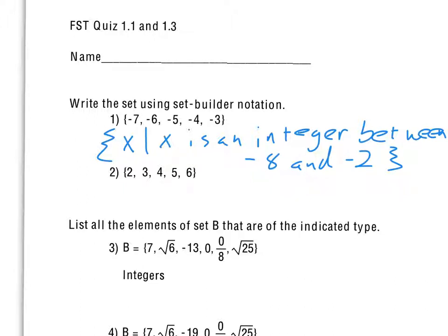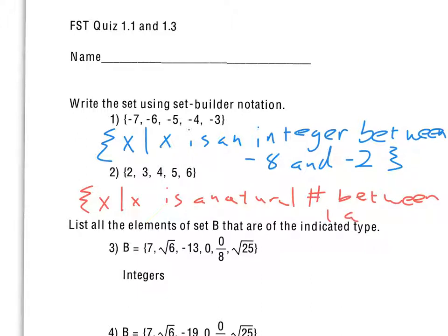This next one is going to be the same basic idea. Set of values x such that x is a, let's see, I could go natural number. I'm just going to use hashtag for number. So it's a natural number between, and let's see, we got to go between, so we're going 1 and 7. You could use a different set of numbers. You could say an integer, you could say a whole number. But natural numbers works as well. So there you've got some options. Now on the first one, you couldn't say natural number or whole number because there's negatives involved.